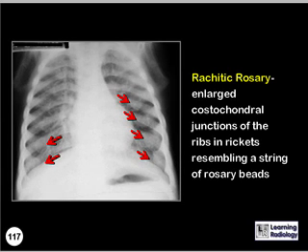What is the descriptive term for this appearance? This is the rachitic rosary, due to the enlarged costochondral junctions of the ribs in rickets, resembling a string of rosary beads.